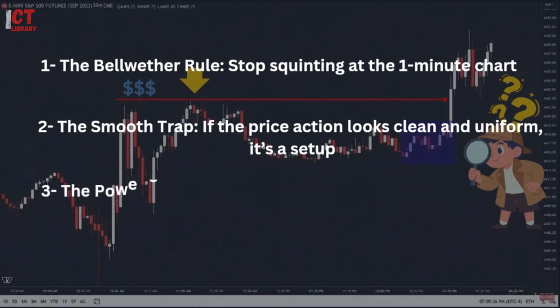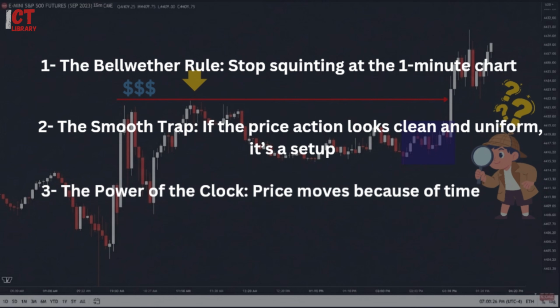Number 3. The power of the clock. Price moves because the time tells it to. Whether it's the 8:30 a.m. engine start or the 9:30 a.m. no escape volatility, the algorithm operates on a heartbeat. When you stop trading patterns and start trading narrative and time, you stop being the liquidity and start following the smart money. Use the 15-minute chart to find the target, and use the macro windows to time your entry.